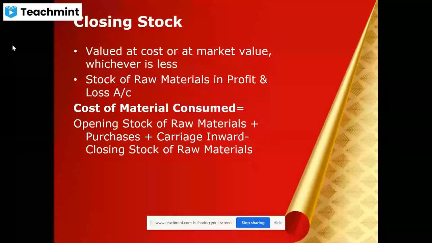Stock of raw materials should be shown in the profit and loss account, that is our income statement, and cost of materials should be calculated. Cost of material consumed: how should it be calculated? Opening stock of raw materials, then we will add the purchases, then we will add the carriage inward or any other incidental expenses.